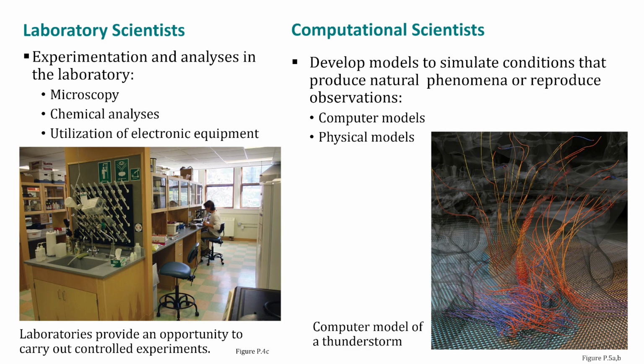Laboratory scientists do analyses in the lab, and this is rather self-explanatory, but they provide an opportunity to carry out controlled experiments. And then finally, there's computational scientists who develop models to simulate conditions of natural phenomena. And there can be computer models like the one we have on the bottom right of a thunderstorm, or physical models. You would imagine creating a physical model of a wave chamber where you've got this bathtub where you're producing waves from some mechanical engine.